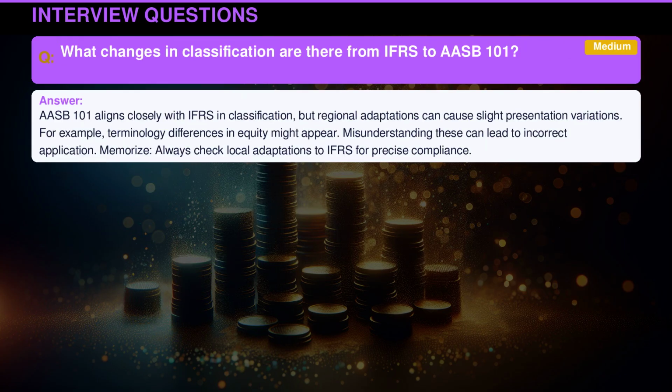AASB 101 aligns closely with international financial reporting standards in classification, but regional adaptations can cause slight presentation variations. For example, terminology differences in equity might appear. Misunderstanding these can lead to incorrect application. Memorize: always check local adaptations to international financial reporting standards for precise compliance.